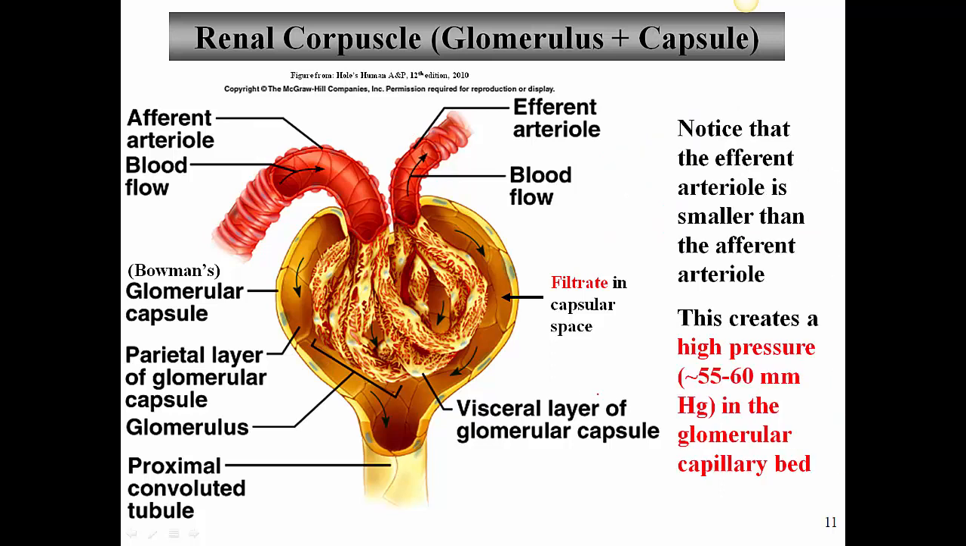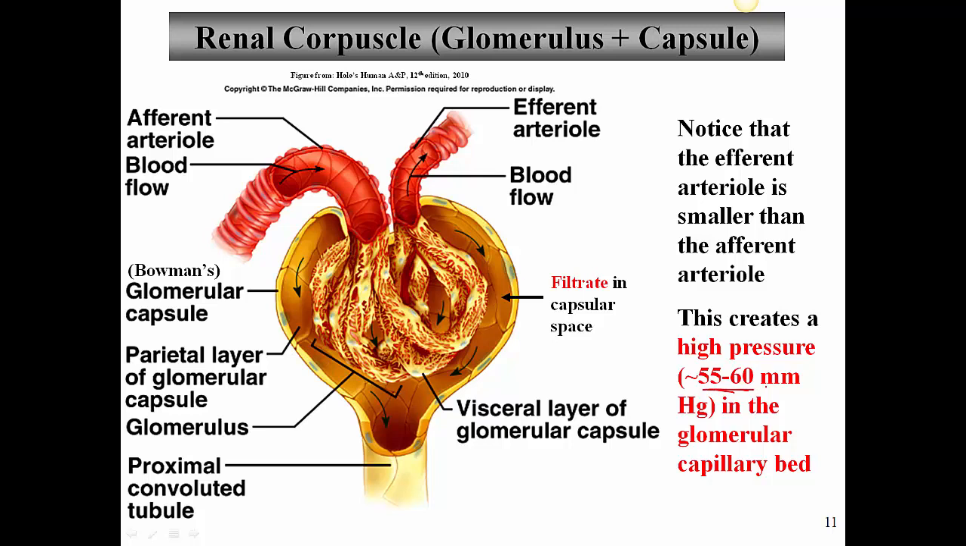In fact, the pressure is up around 55 to 60 millimeters of mercury inside the capillary bed of the glomerulus. Now, if you remember back to when we talked about the systemic circulation, we talked about the arteriolar end of the capillaries having a pressure of around 40 or so millimeters of mercury.